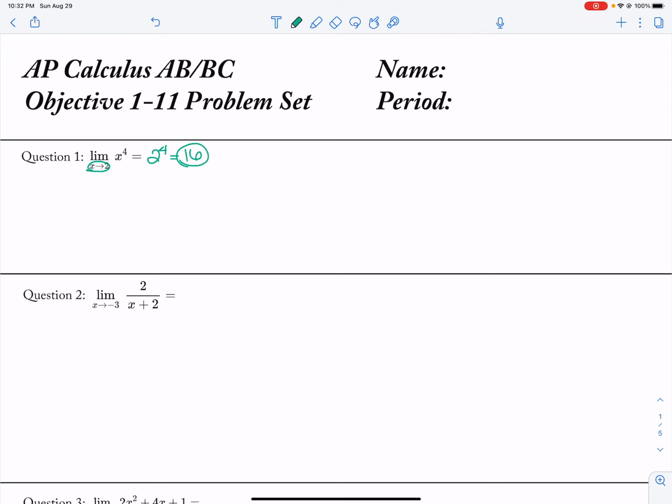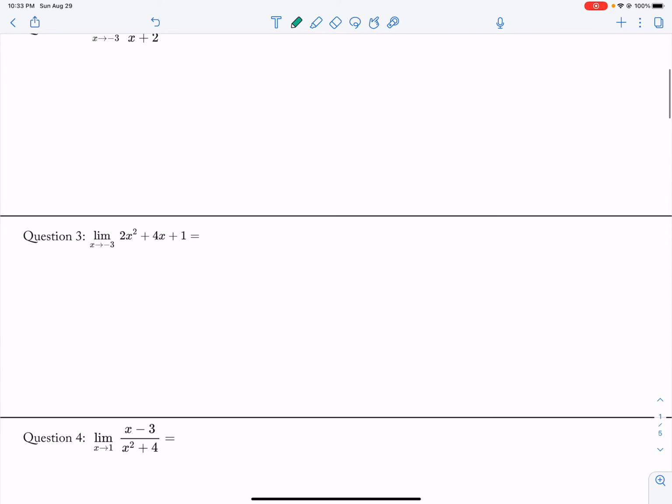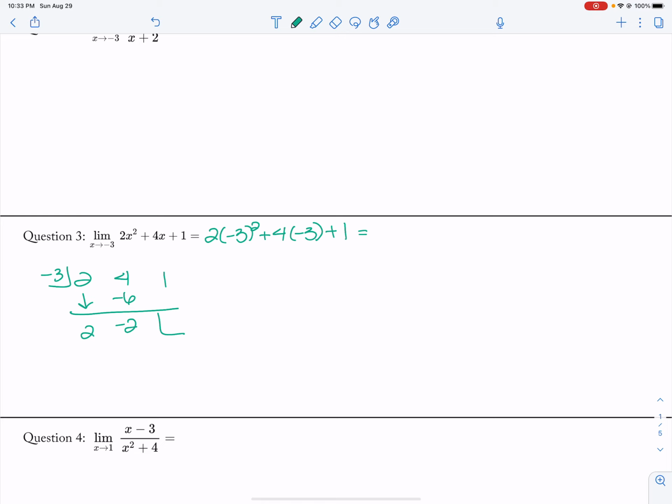Now let's be clear. I have to write the limit notation down every single time until I'm just plugging in the actual value. Here again, there's no denominator with question 3. So I'm going to plug in -3 for my x. Remember, I could have done this with synthetic division: -3, 2, 4, and 1, and whatever I got for my remainder will be what this limit is equal to. So 2, -6, -2, +6, so 7. So this limit is equal to 7.